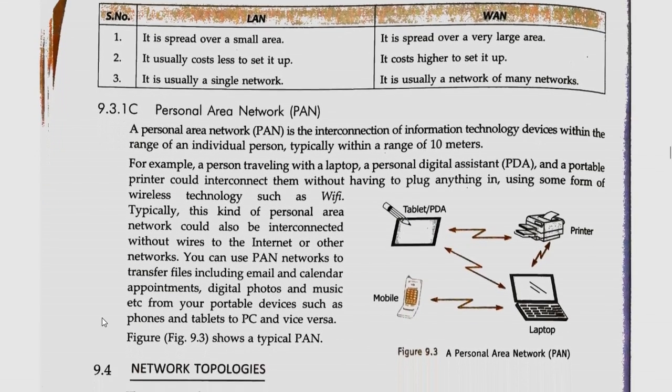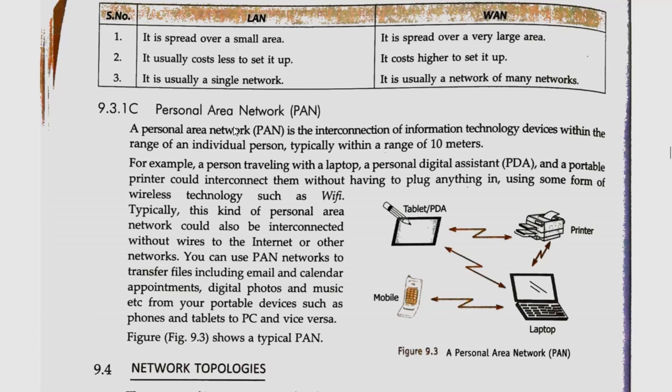So that comes under this PAN. What PAN is basically referring to is that a personal area network is the interconnection of information technology devices within the range of an individual person. It is limited to an individual person's reach, typically within the range of 10 meters. Whatever connection is created in a PAN is limited to that 10-meter range, and within it you can share multiple devices.